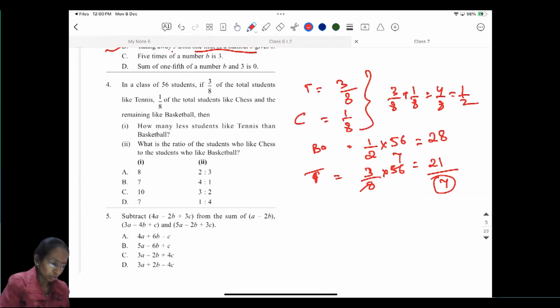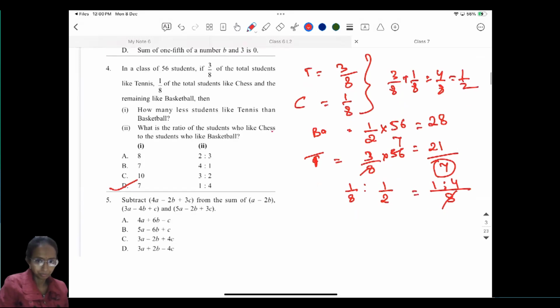Now, what is the ratio of the students who like chess to the students who like basketball? So chess is liked by 1 by 8th of the students and basketball is liked by 1 by 2 of the students. When you take the LCM, that is 8. So this will be 1:4. So D is my answer.